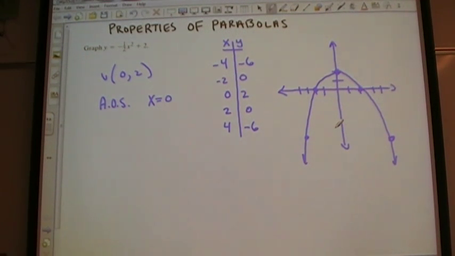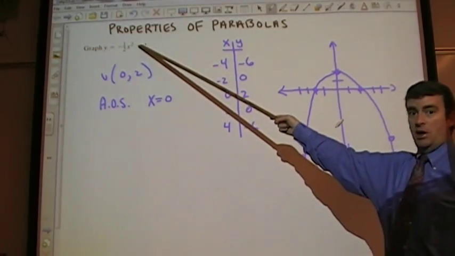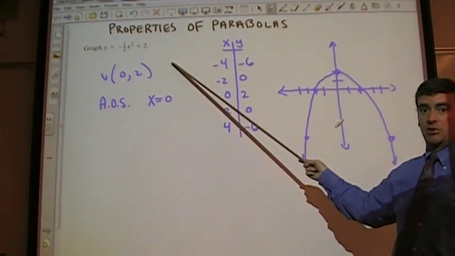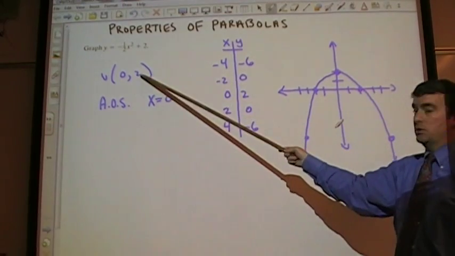So always put your vertex in the middle. How do you find the vertex again? If there's no B value, which there's not, your vertex is always 0, c. Your C value is here.